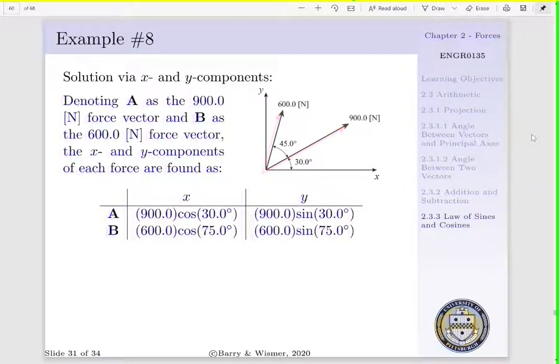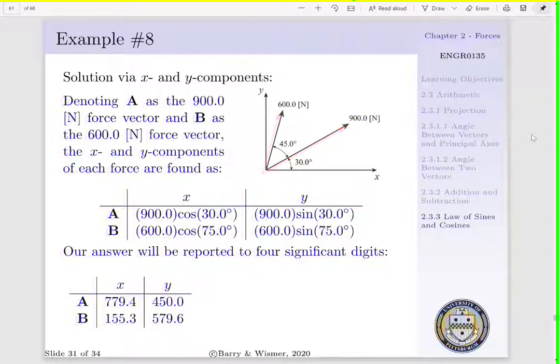The x component of our 900 Newton force is 900.0 newtons times cosine 30.0 degrees. The y component is 900.0 newtons times sine 30.0 degrees. The x component of our 600 Newton force is 600.0 newtons times cosine 75.0 degrees, and the y component is 600.0 newtons times sine 75.0 degrees. Now, our answer will be reported to 4 significant digits. That is, Ax is equal to 779.4 newtons, and Ay is equal to 450.0 newtons. Bx is equal to 155.3 newtons, and By is equal to 579.6 newtons.